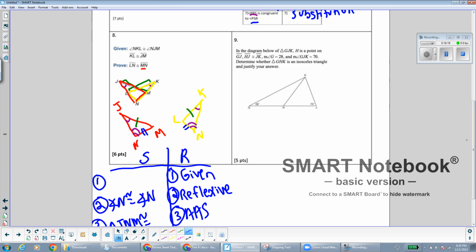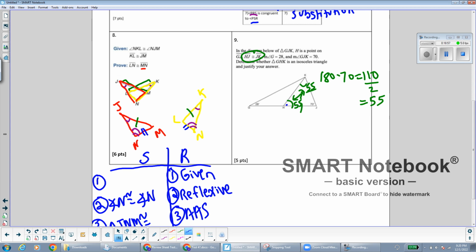In the next one, we are told that HJ is congruent to JK. In a triangle, when there are two equal sides, the angles opposite those sides are congruent. So these two angles are congruent. To figure out what they are, I know all three angles in a triangle make 180, and this one's already 70. So 180 minus 70 gives me 110. So together, these need to be 110. And since these are both the same, I'm going to divide by 2, and I get 55 degrees for this one and for this one.